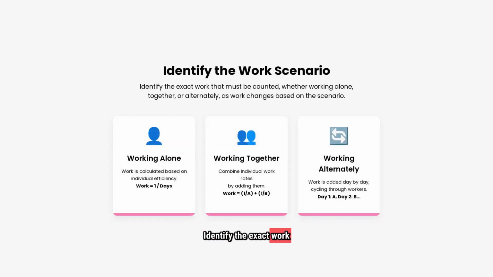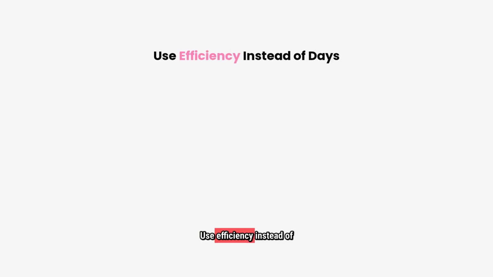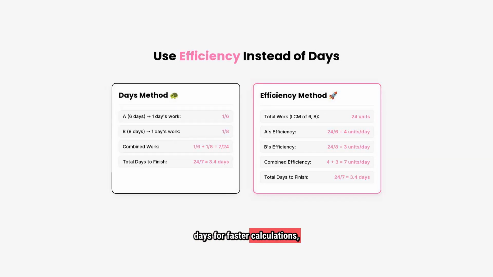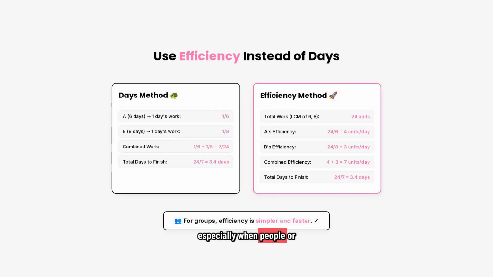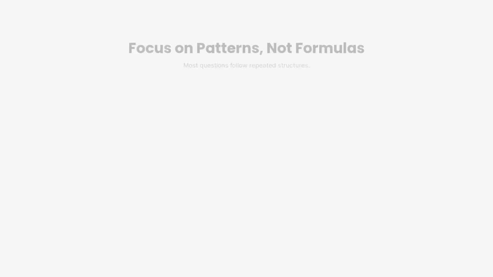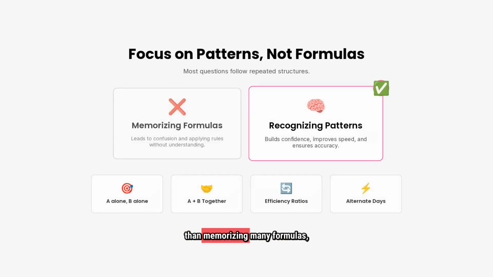Identify the exact work that must be counted, whether working alone, together, or alternately, as work changes based on the scenario. Use efficiency instead of days for faster calculations, especially when people or groups work together. Focus on patterns rather than memorizing many formulas, as most questions follow repeated structures.